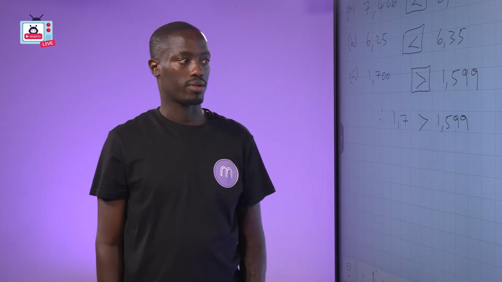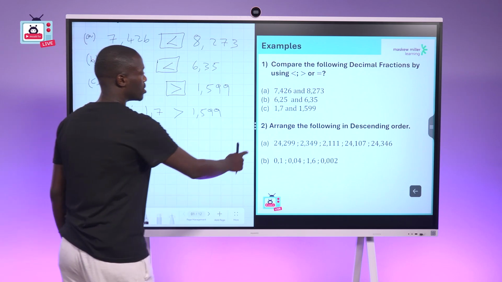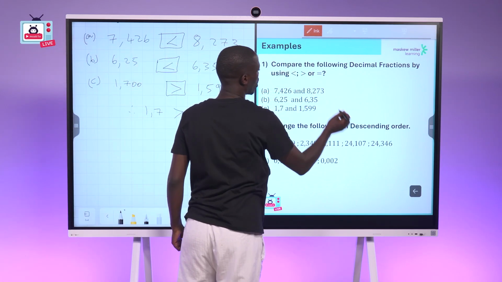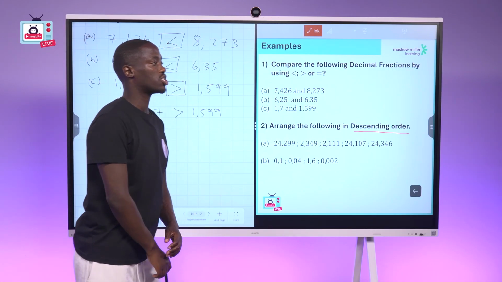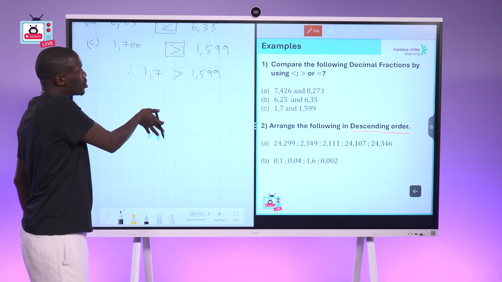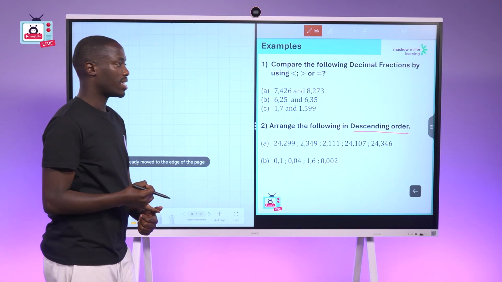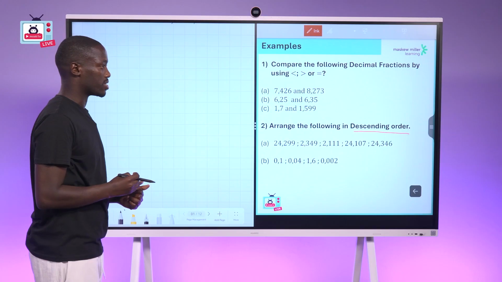That was number 1. Number 2 is asking us to arrange these decimal fractions in descending order. Remember, we have ascending and descending orders. Which letter comes first between A and D? It's A. So in ascending order, we start from the smallest number because it comes first and goes up. Descending means D comes after A. So that means we're starting from the big number going down.